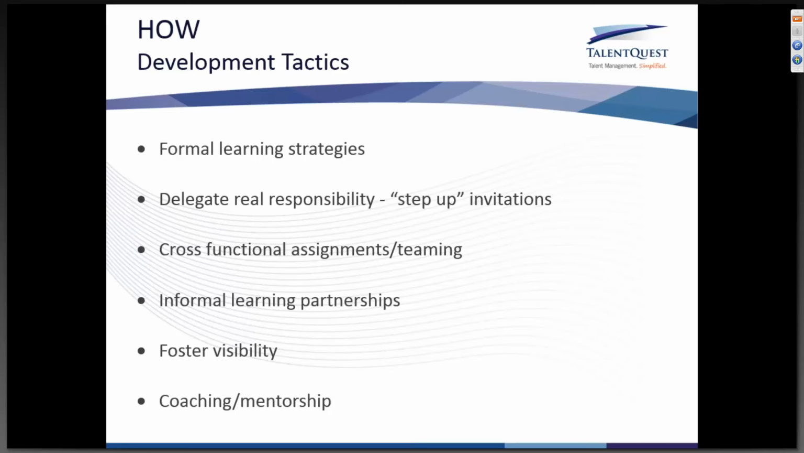Secondly is delegating real responsibility and what I would call step-up invitations. An important consideration here is that there be real responsibility. And I think at times folks are given marching orders that may be a little bit above their pay grade. But the one thing that sometimes is lacking is the ability to really set their own direction in an area. And I think what that requires on the organization's part is some recognition that there has to be an appropriate and reasonable space, but there has to be some ability to let that individual make mistakes.